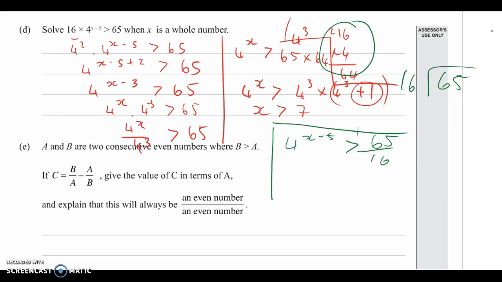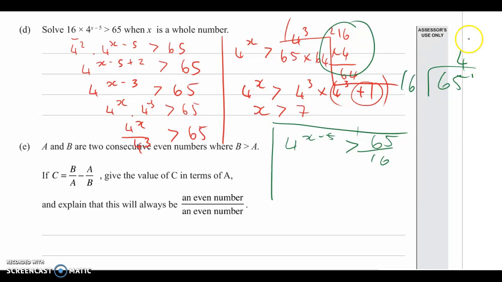So hopefully, just start thinking of your timesing and your times tables and your timesing and dividing. You really need to go over to be comfortable with this as well. So 65 divided by 16 goes 4 times, remainder 1.